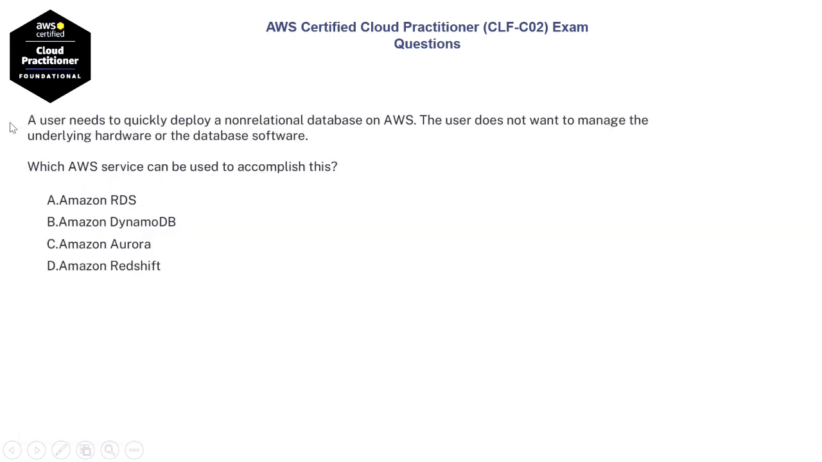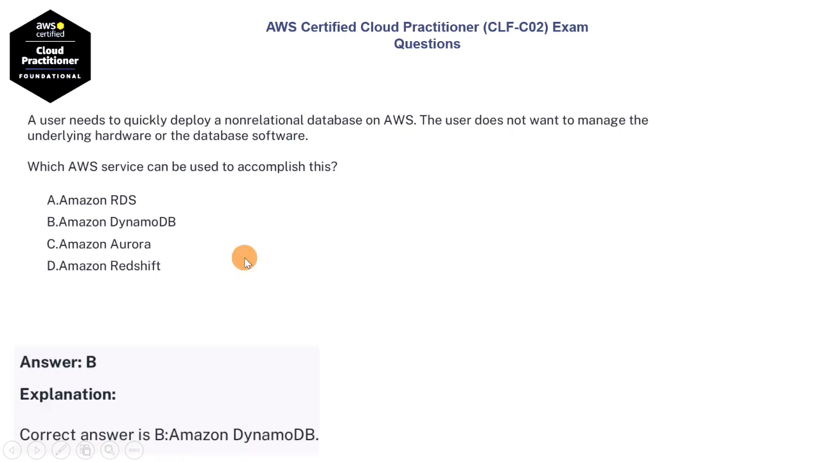Next question. A user needs to quickly deploy a non-relational database on AWS. The user does not want to manage the underlying hardware or the database software. Which AWS service can be used to accomplish this? Option A, Amazon RDS. Option B, Amazon DynamoDB. Option C, Amazon Aurora. Option D, Amazon Redshift. The correct answer is option B, Amazon DynamoDB.